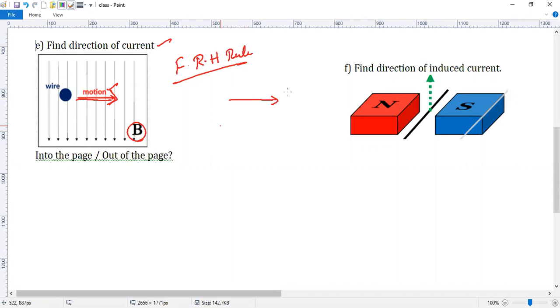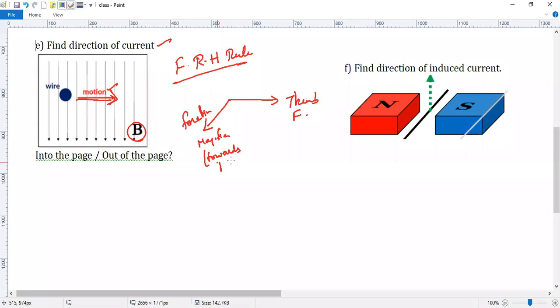From left to right, the thumb should be pointing, which is nothing but the force direction. The magnetic field is downwards, ma'am, so it is towards you. So the magnetic field, which is nothing but the forefinger, should point towards you.